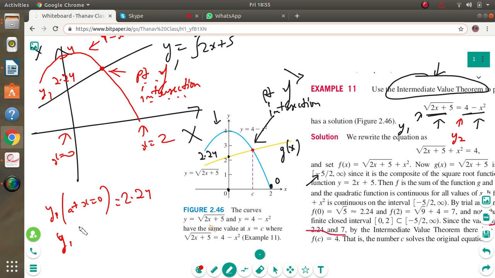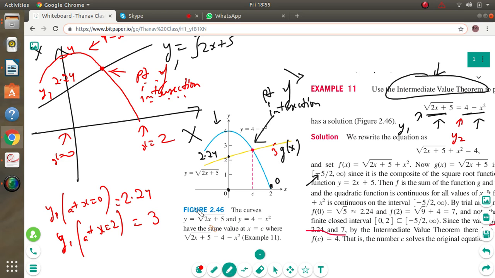So now y1 at x equal to 2. That equals, at this value, how much? That will be root of 2x plus 5, right? That's root of 9, which is given as 3.